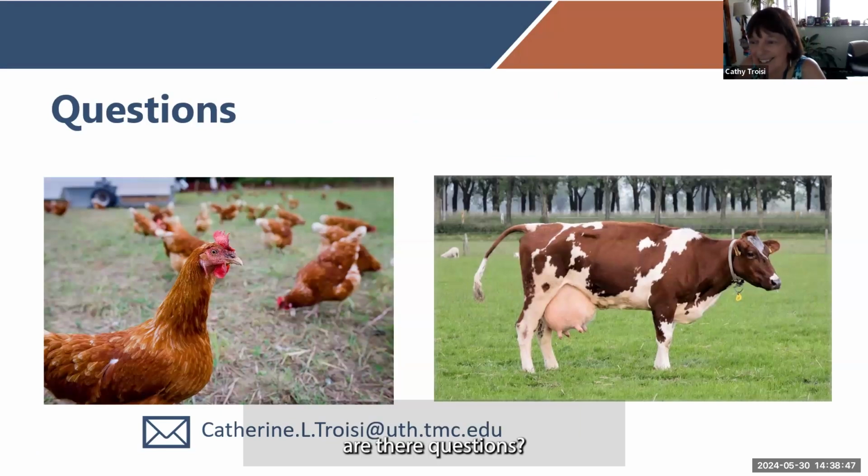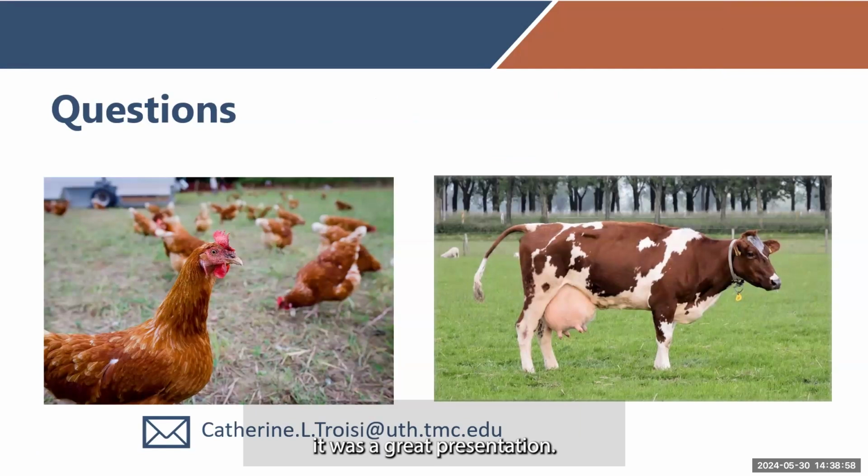Are there questions? It was a great presentation. And it's not a question just regarding avian flu, also regarding any other pandemic that might happen. Why are we just concerned about the virus that is in the US? Couldn't the shift happen anywhere else in the world?